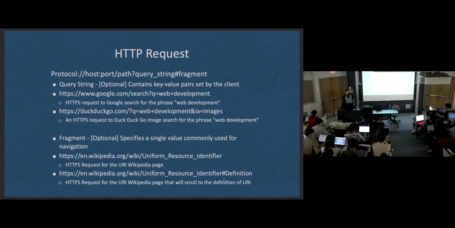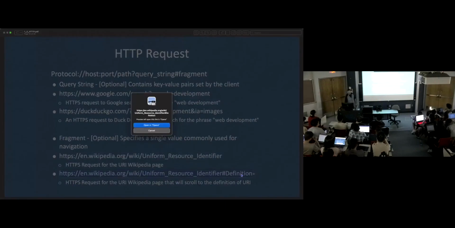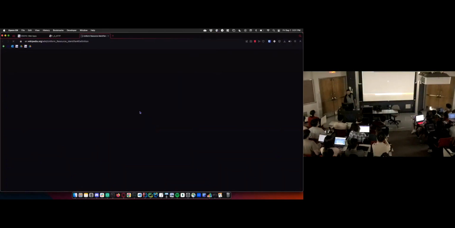And fragment, if you want a specific portion of a website, usually used for navigation. For example, if you want to send somebody a very large Wikipedia article but there's one section in particular you are interested in, you can send them a fragment which says, go to this page, but scroll down to definition. When they click this link, it'll go, I might as well give a demonstration, of course.